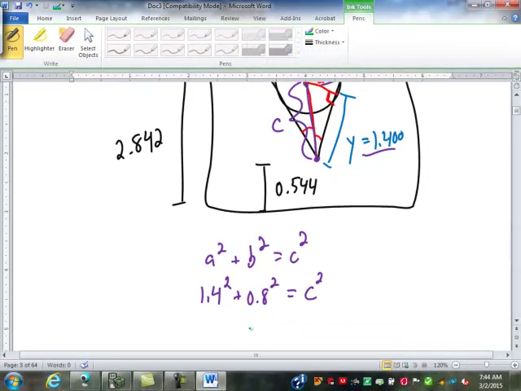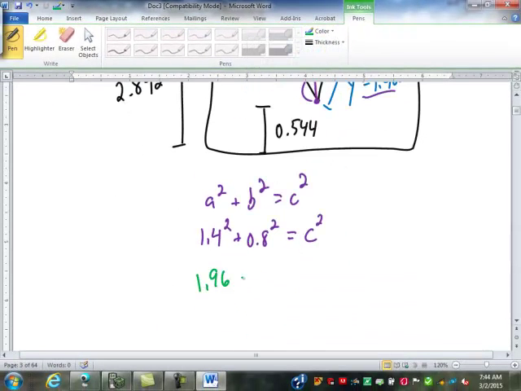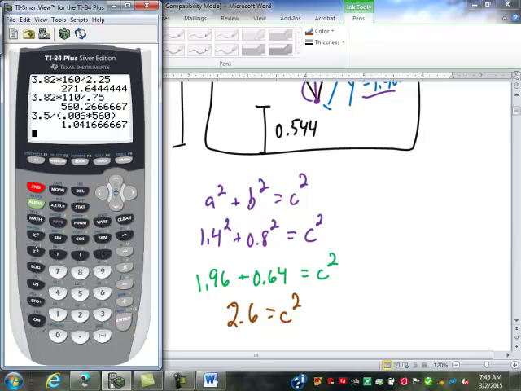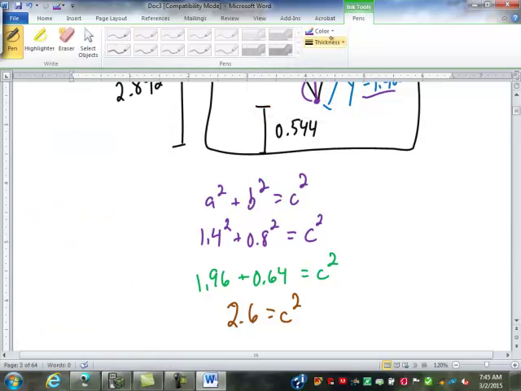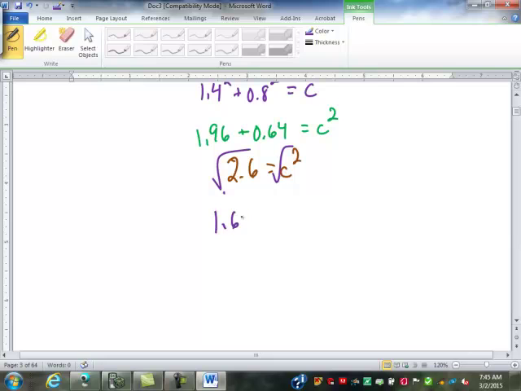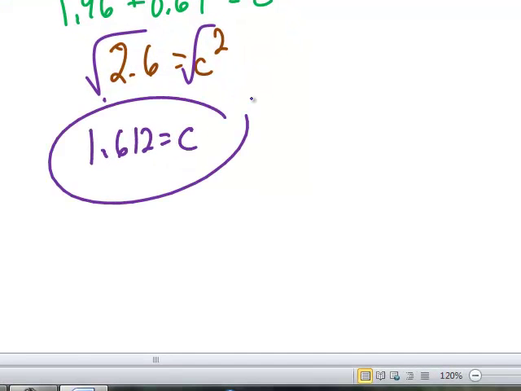So to solve this, 1.4 squared is 1.96. 0.8 squared is 0.64. Adding those up, we get 2.6 equals c squared, and we will have to take the square root. So 1.612, also generally you keep it to 3 decimal places. So square rooting this gives us 1.612 equals c.